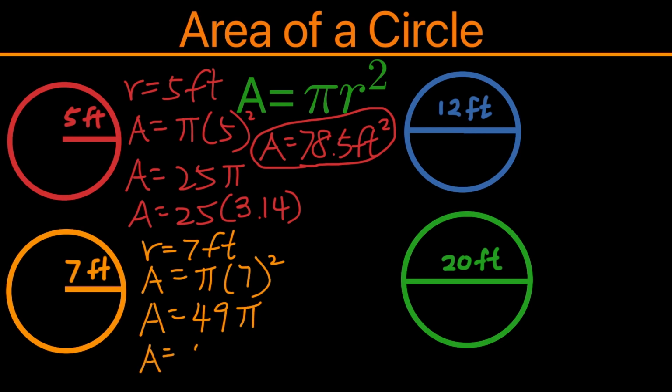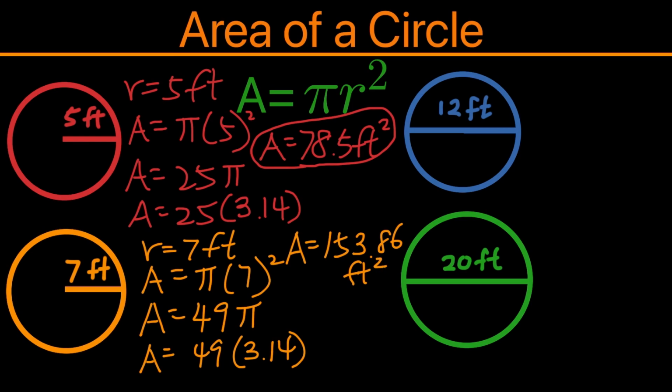Plug it in. 49 pi as 3.14. Enter in the calculator and you will find that the answer is 153.86 feet square.